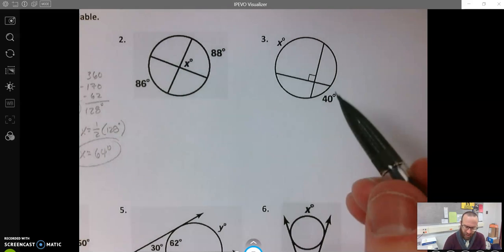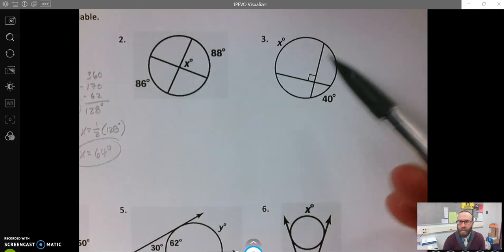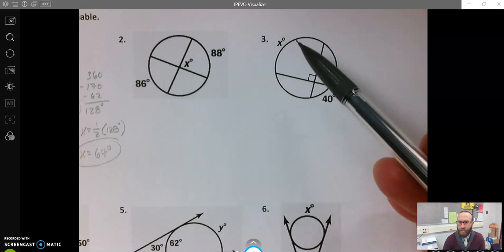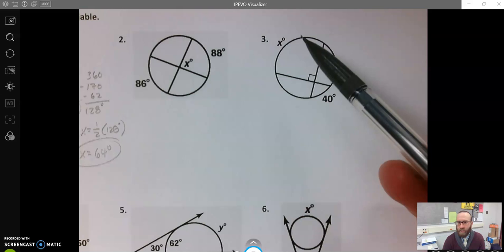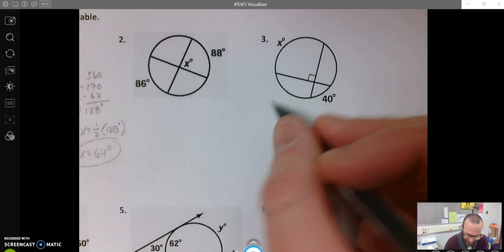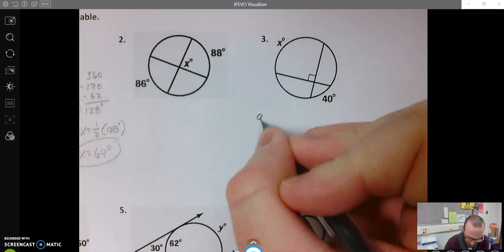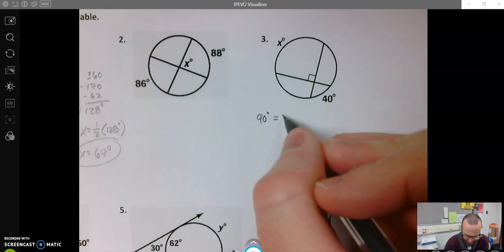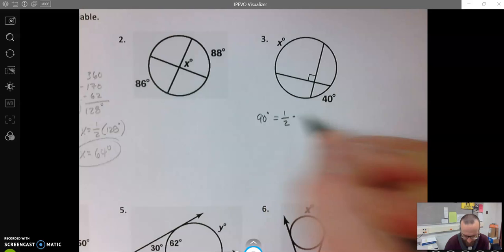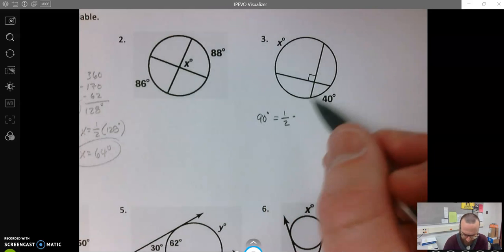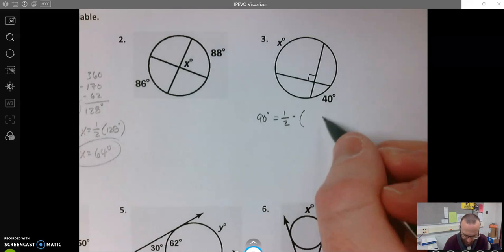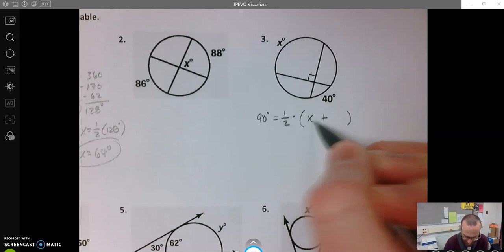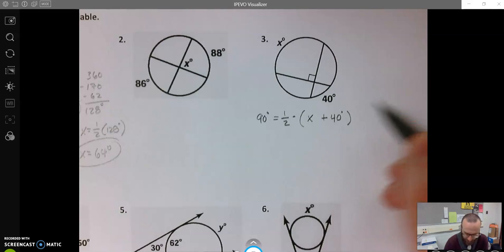But I really want to stress to you that the statement, the interior angle is half of the sum of the intercepted arcs, we can just translate that. The interior angle, well, that's 90 degrees, is equal to half of becomes multiply. The sum, well, that's addition, of the intercepted arcs. Well, that's x and 40.